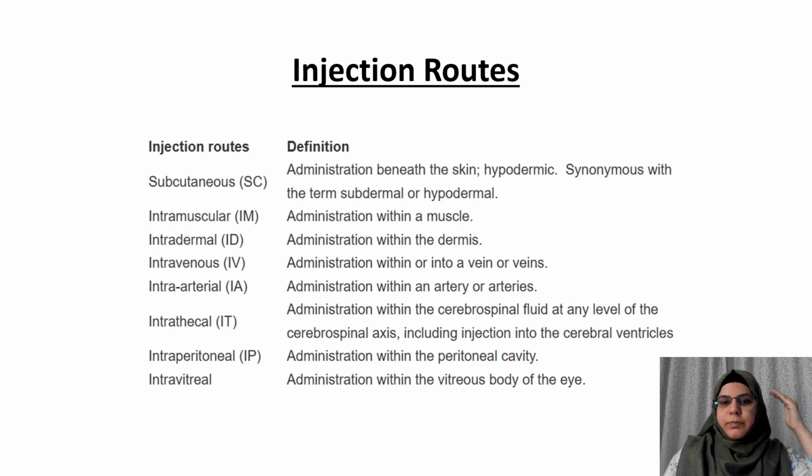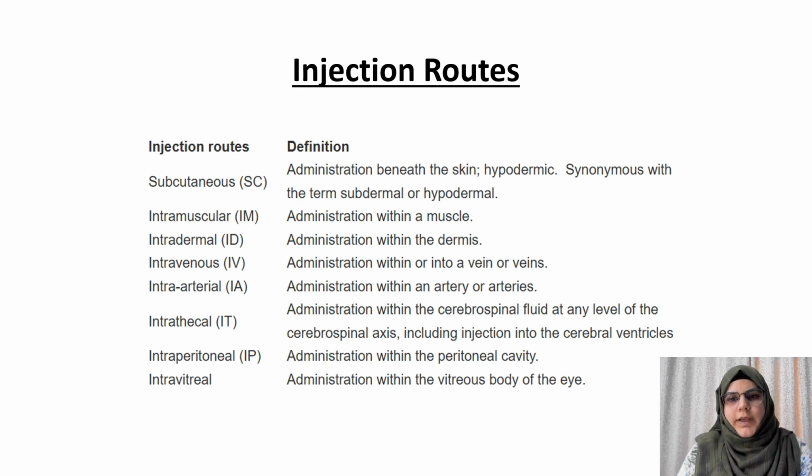Intrathecal is an injection given into the space around the spinal cord, joining to the brain. Okay, so what does peritoneal mean? Peritoneal refers to a membrane, a sheet of smooth tissue that lines your abdominopelvic cavity and surrounds your abdominal organs. So this is a membrane present inside your abdominal cavity. These two are a little different, so you have to learn these two terms.